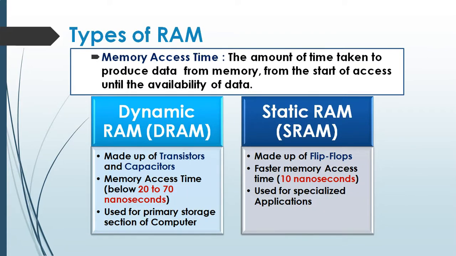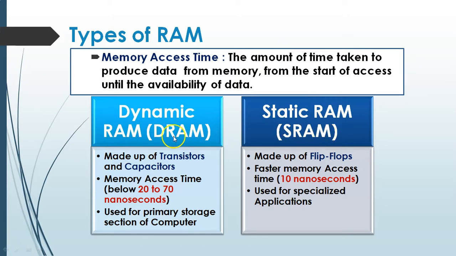Now let's talk about the types of RAM. First of all, we'll understand one concept, that is memory access time. It is the amount of time taken to fetch the data from the memory, from the start of access until the availability of the data. The more the memory access time, the slower is the memory, and the lesser the memory access time, the faster is the memory. RAM can be categorized into 2 types, dynamic RAM and static RAM.